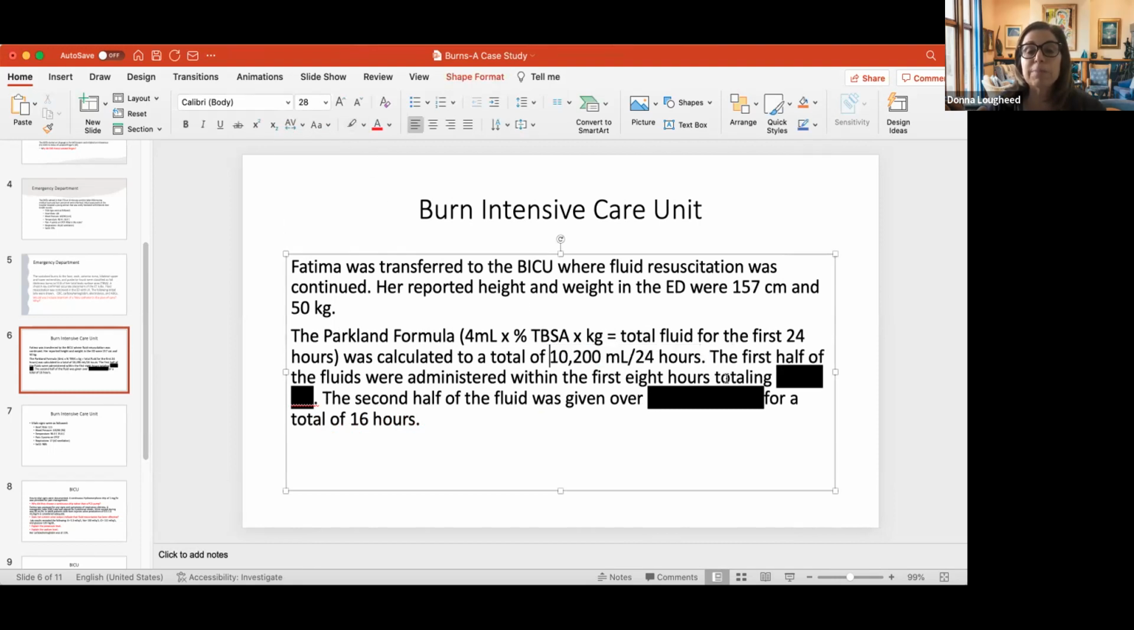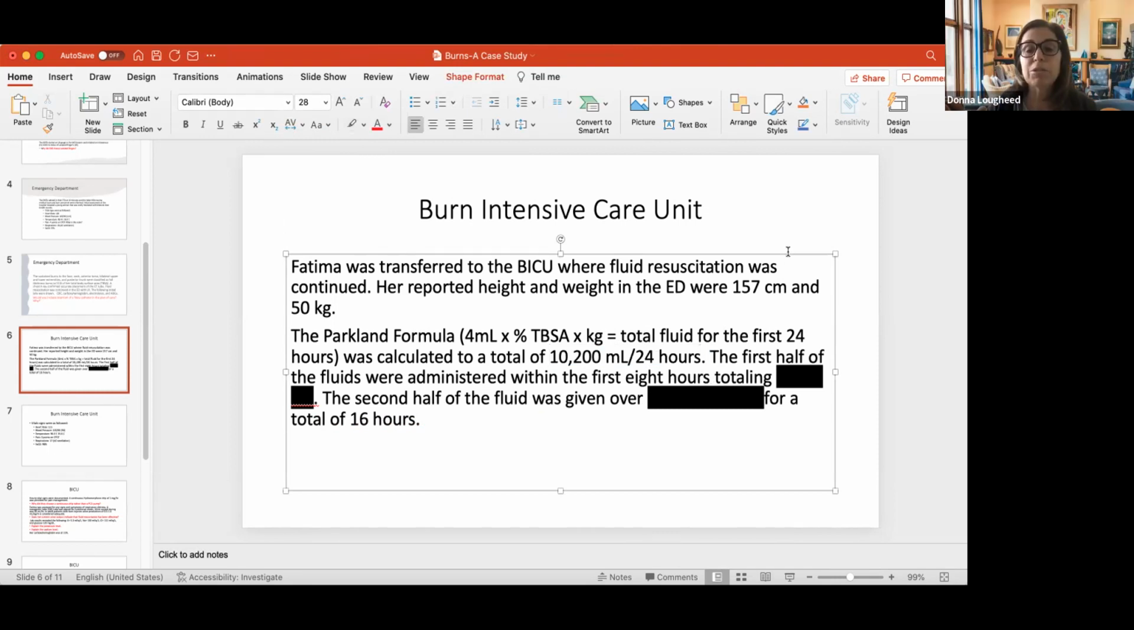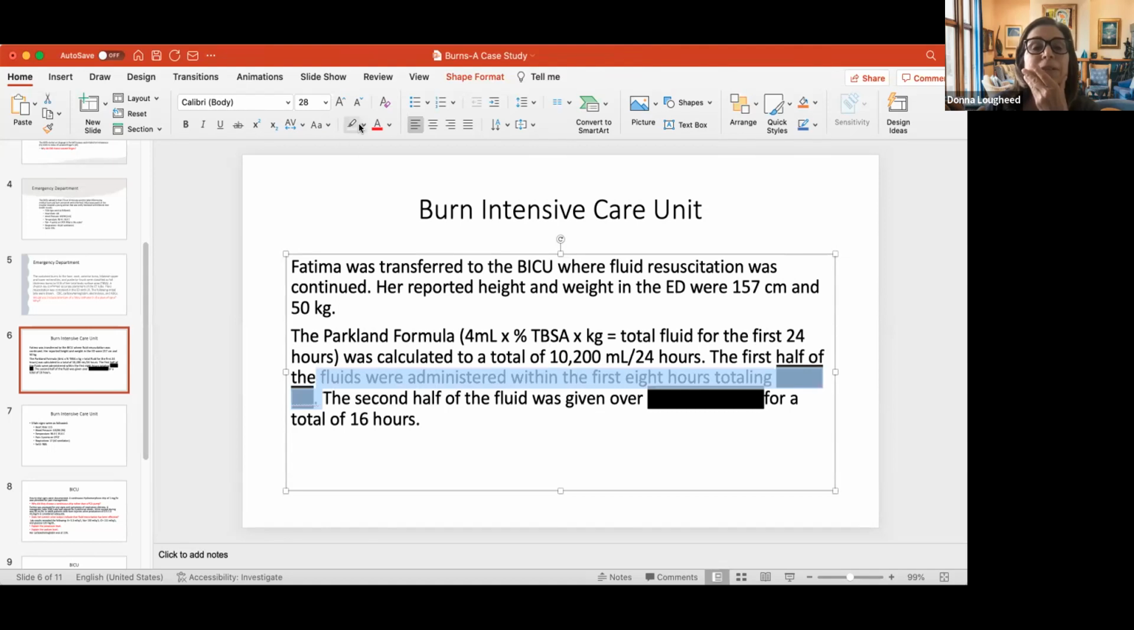And so these would be like the type of question that I would ask. I'm giving you basically everything. So you're right, 10,200 milliliters in the first 24 hours, that's 10 liters of fluid. That's a heck of a lot of fluid. So the first half is going to be administered in the first 8 hours. And so what is that going to total? 5,100. Perfect.